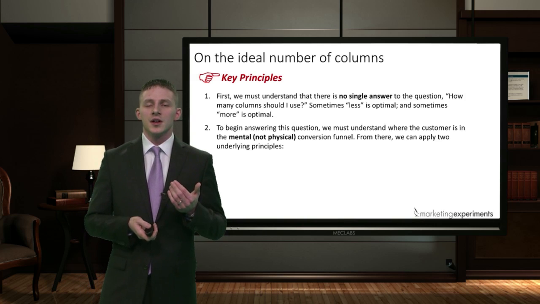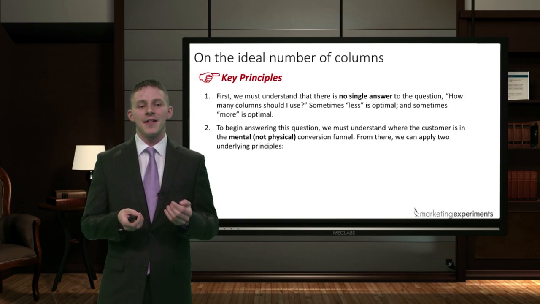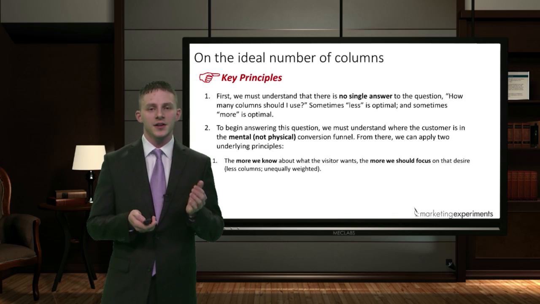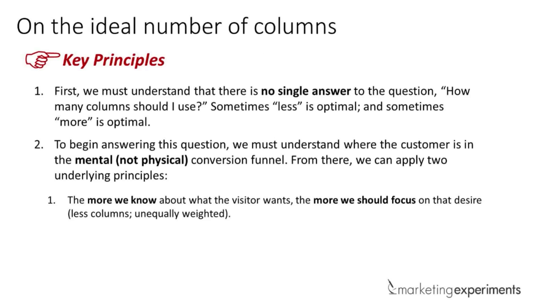If you understand that, then think about these two things when choosing page layout and columns. The more we know about what the visitor wants, the more we should focus. The farther along you are in the conversation, the more you know about somebody, a relationship, a friend, the more you're going to focus on the interests that you both like, so you enjoy the time together. That usually equates to fewer columns and unequally weighted columns, because you're trying to focus on one conversation.